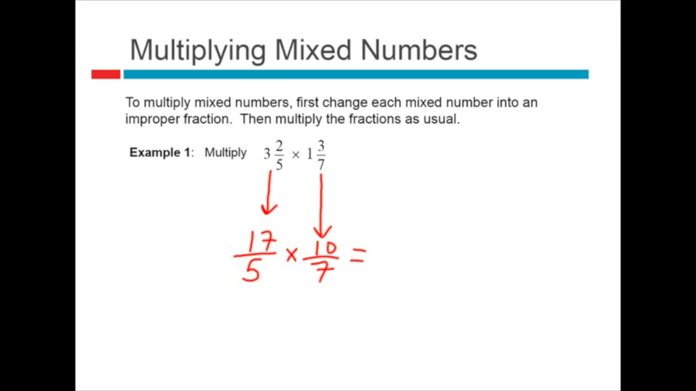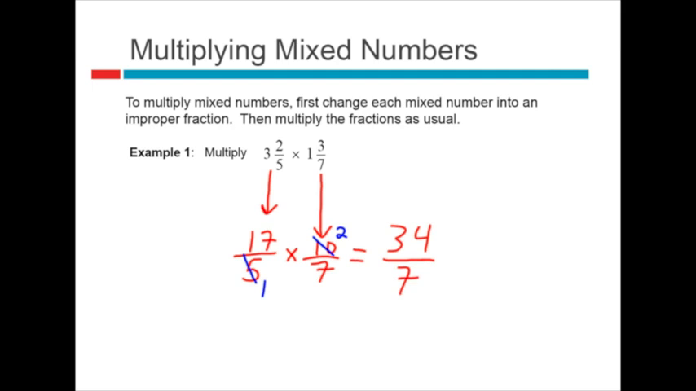Now first, I see that we can do a little cross-reducing here, which I always like to do. The 10 and the 5 are both divisible by 5. So we can divide 5 by 5 and get 1, divide 10 by 5 and get 2, and that makes our multiplication a little bit easier. So we're going to multiply across now. 17 times 2 is 34, and 1 times 7 is 7.